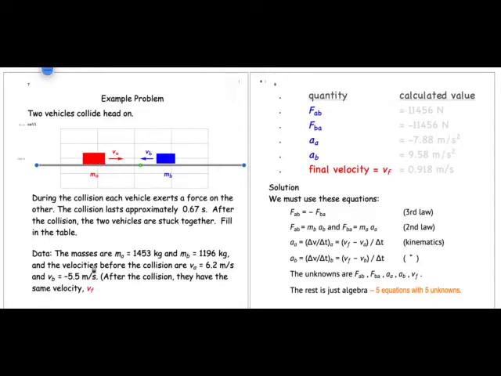We have to know what the masses are, so let's say the masses are given as ma and mb. You have to know what the initial velocities are, so let's say the velocities before the collision are va and vb. vb is negative. So the initial speed is 6.2. The final speed is 5.5. The final velocity is minus 5.5. And after the collision, they have the same velocity because they're stuck together. Let's call that vf. And part of the problem is to calculate vf. Okay, so how are we going to solve this problem?